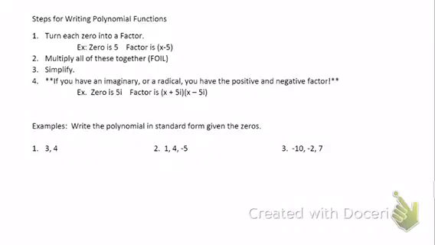So if we look at the first one, our zeros are positive 3 and positive 4. So if we turn those into factors, then our factors would be x minus 3, and x minus 4.